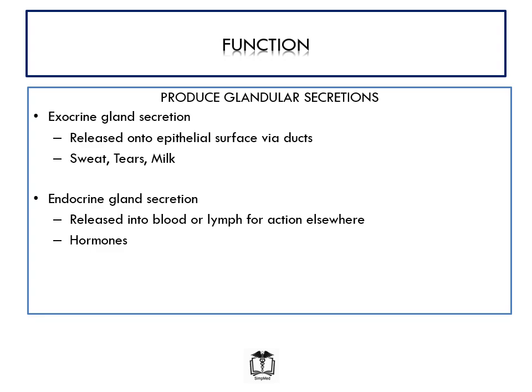The final function of the epithelial tissue is in the production of glandular secretion. There are two major forms of glands. We'll talk about that later in the slides, but we have exocrine gland secretion and endocrine gland secretion. We'll talk about the difference between each of them very soon.